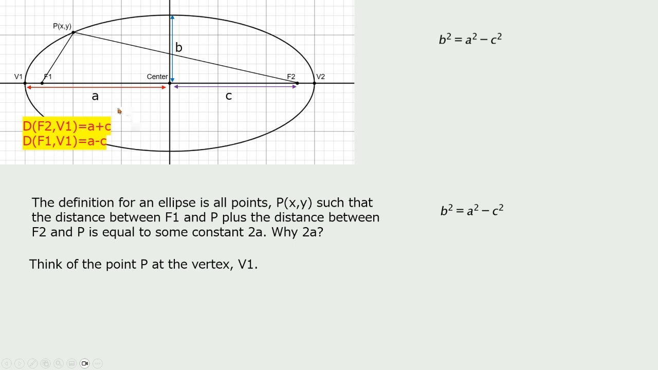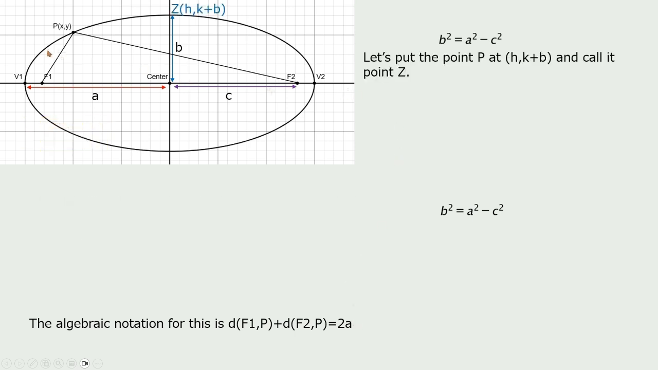Now, F2 to V1, if you put that point P on V1 right here, F2 to V1 is a plus c because you're going this distance c and then you're going this distance a. And then this little bit, F1 to V1, is a minus c. So it's this little bit right here. And if you add those two things together, like the definition says, then the c's cancel out and it's 2a. The algebraic notation is this. This means plug it into the distance formula and you should get 2a.